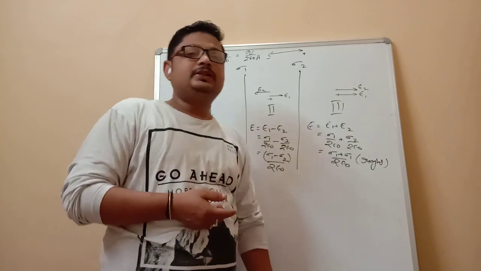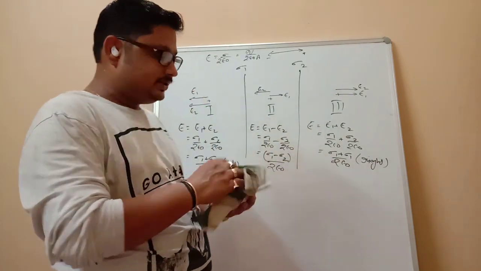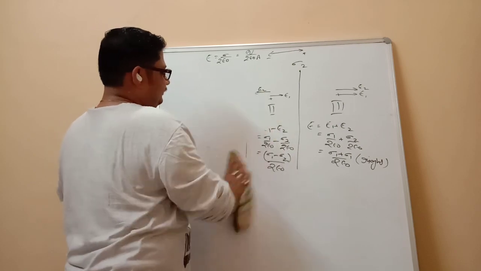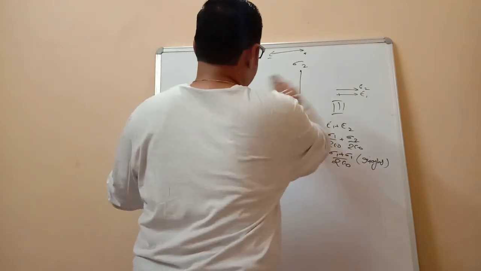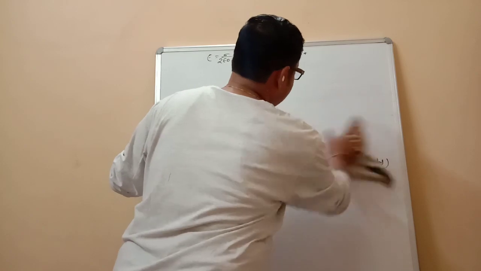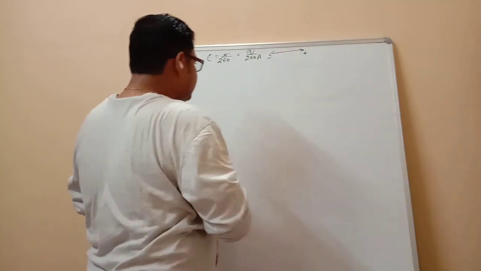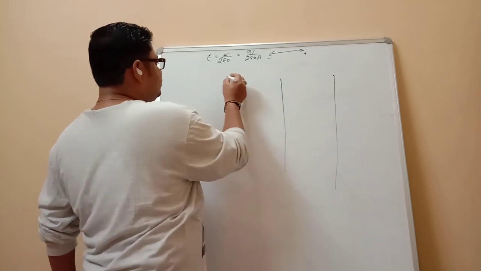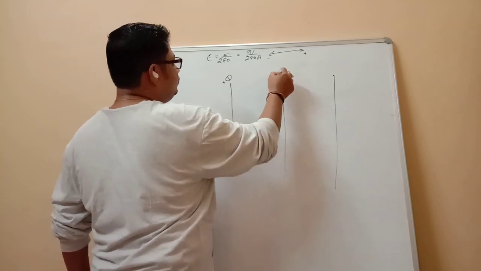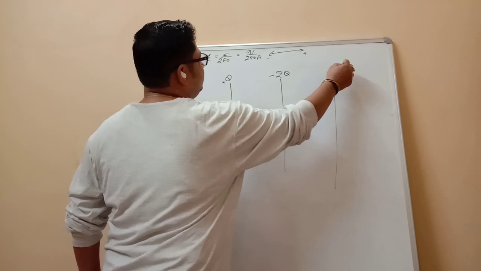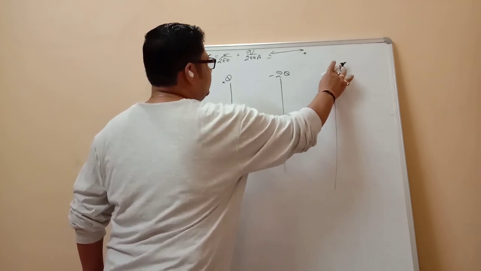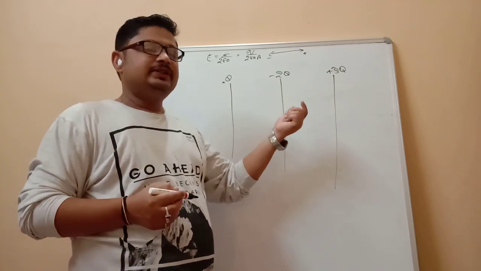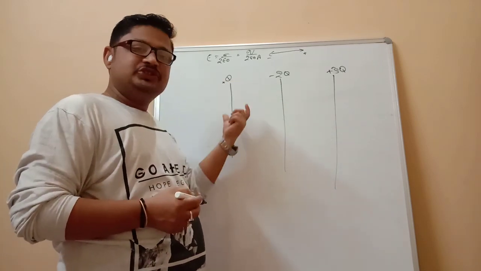Again, let us consider three plane sheets of charge, having charges plus q, minus 2q and plus 3q. Here we will not talk about the electric field in terms of surface charge density; we will talk about the electric field due to charge.